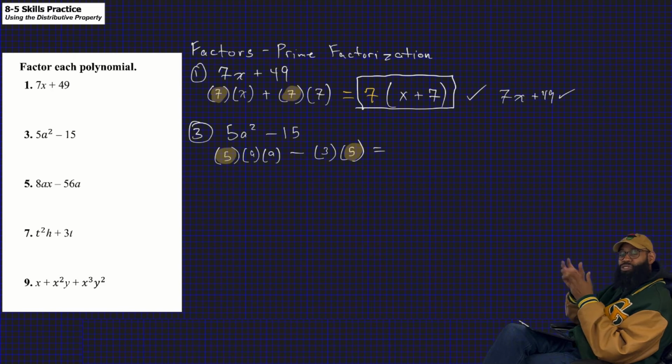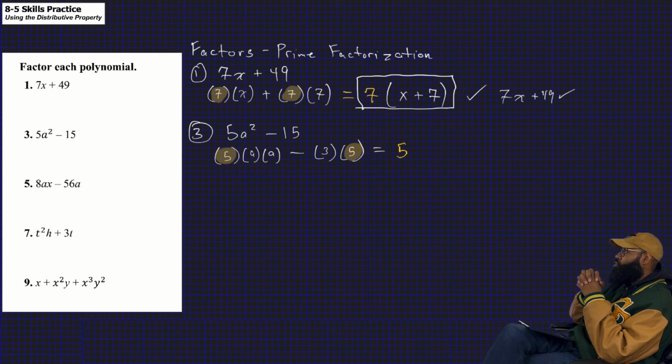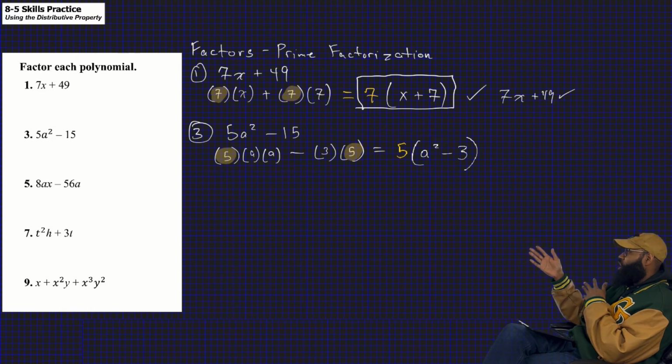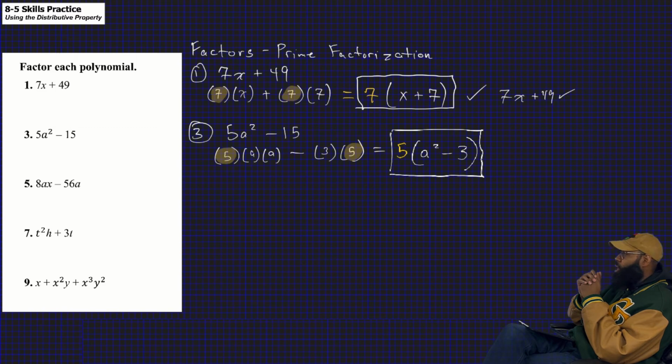So we're literally going to take the 5 out of both terms. And when I take it out, that's what I mean by factoring. I'm factoring out a 5 from this binomial. Taking the 5 out of the first term leaves you with just a to the second. And then, of course, taking a 5 out of 15 leaves me with 3. So, boom, bang, pow. And again, a quick check. 5a squared minus 15. Yeah, that's what I started with.